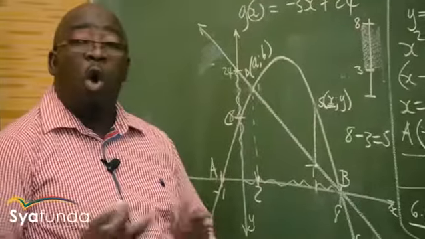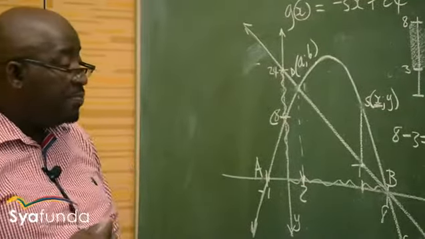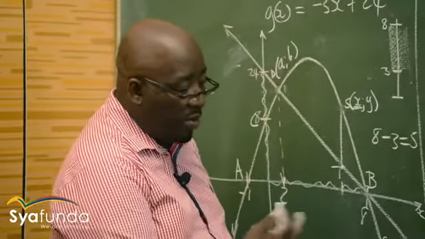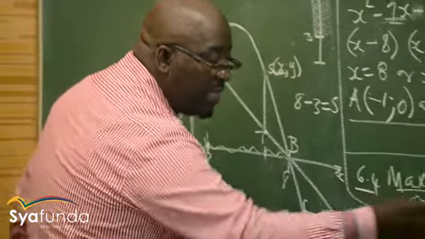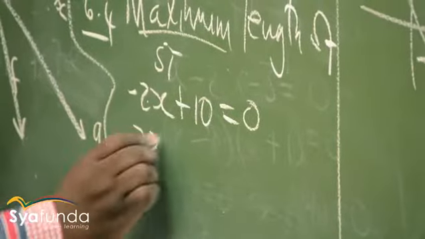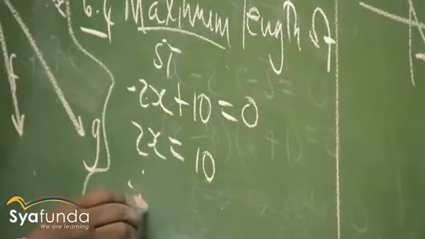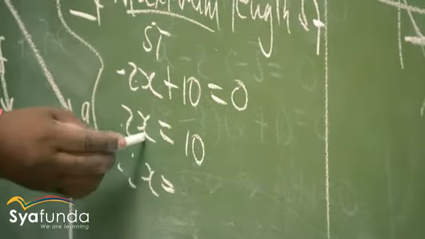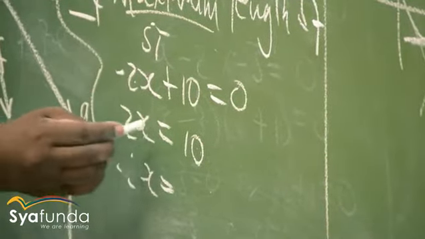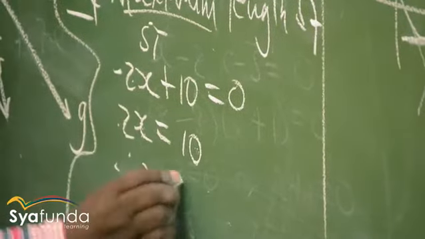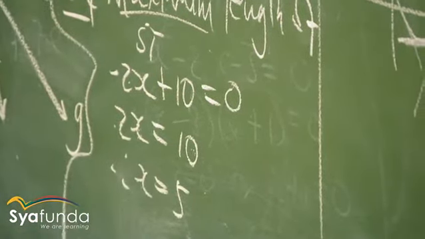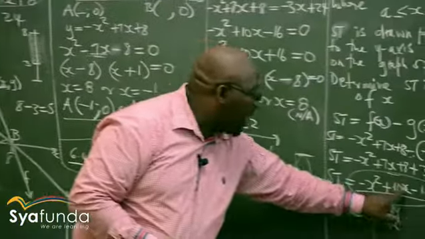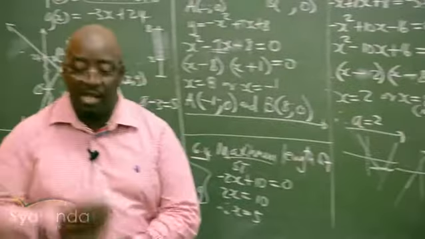That's what we have. All that we need to do now is to solve for x. So what are we going to do to solve for x? We've got to take this one to that side. I will have 2x equal to 10. So therefore, my x is equal to 5, because 2 times 5 equals 10. So I do have the value of x now. It is 5. So the next thing that I will need to do is to put in x there to find the maximum value of ST.